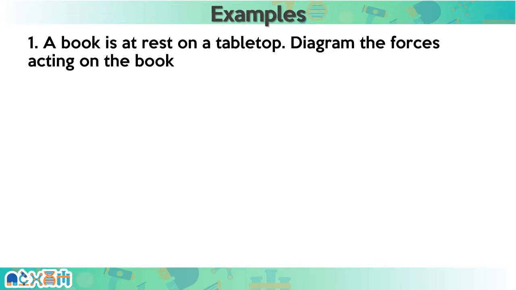On our first example here, we have a book that is at rest on a tabletop. Again, we can illustrate the object, para di na yung problema sa pagdodrawing, as a square, and we'll try to illustrate what are the forces acting upon it. If it's a book on a tabletop, let's draw the tabletop here.